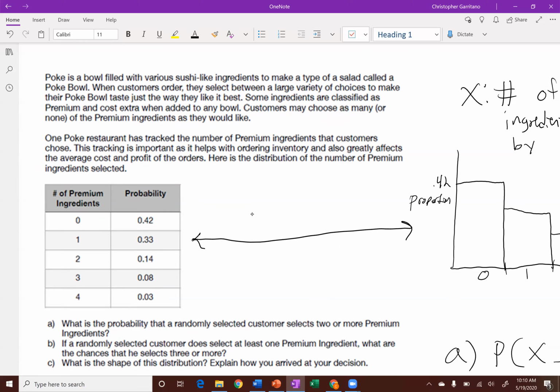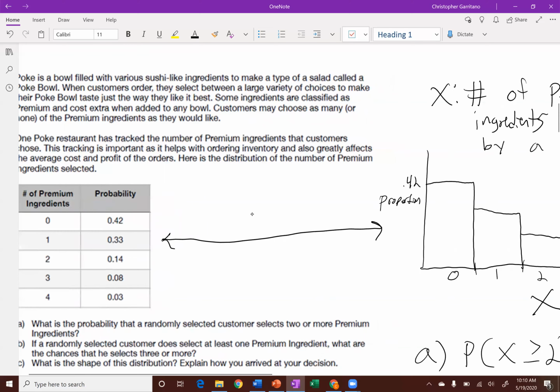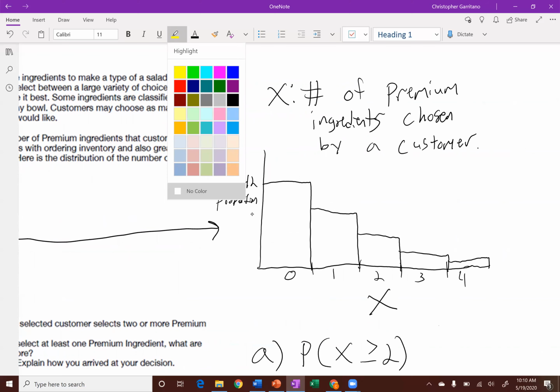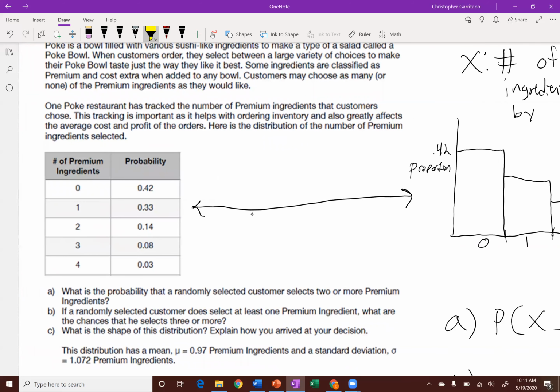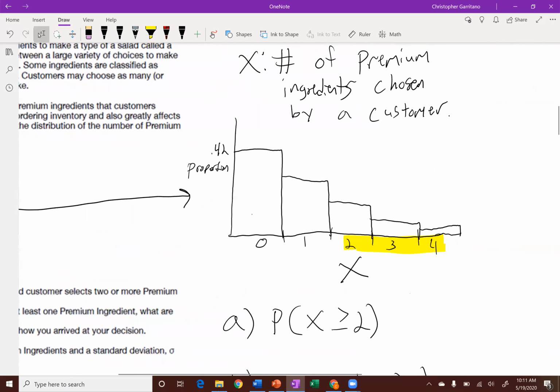Part A asks, what is the probability that a randomly selected customer selects 2 or more premium ingredients? Pretty straightforward, but I'll go over it. We're looking for the probability that x is greater than or equal to 2. So we add up the areas of the bars above 2, 3, and 4, and the areas are exactly equal to the probabilities. So this probability is going to be 0.14 plus 0.08 plus 0.03. All right, and that's that. Part A is straightforward.